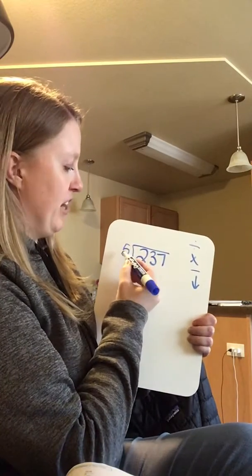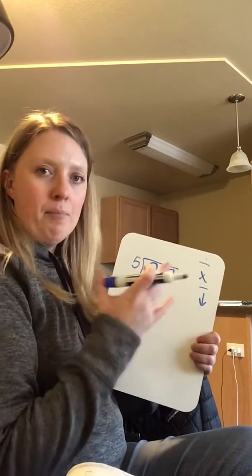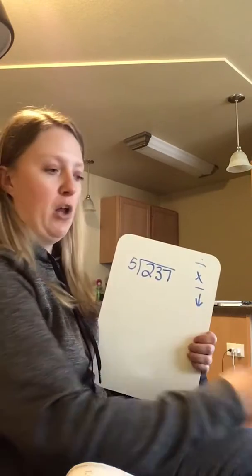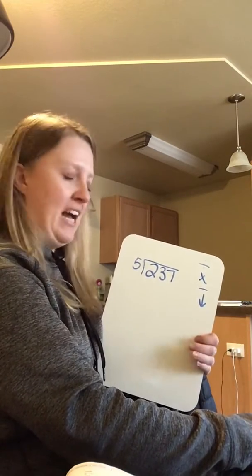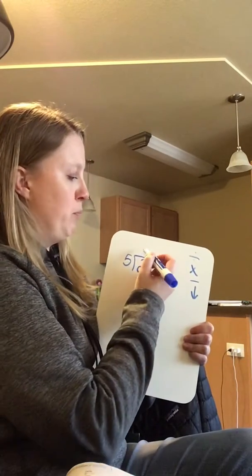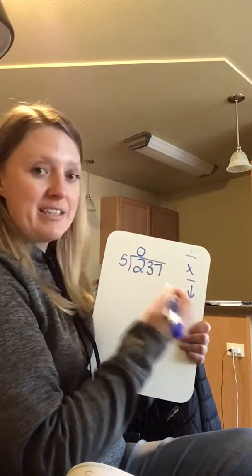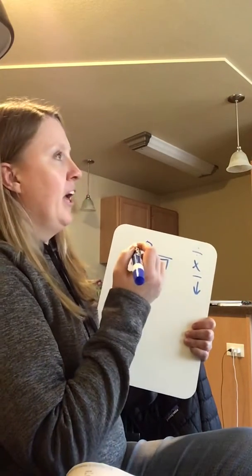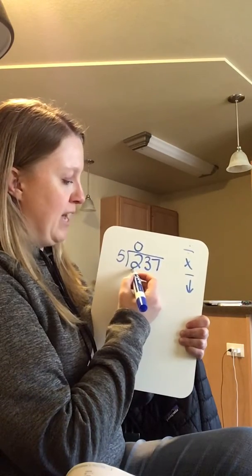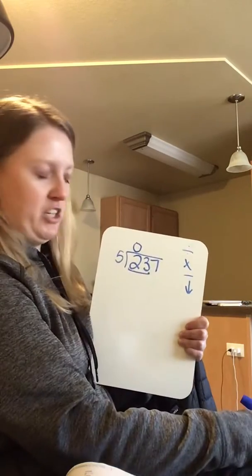So when we ask ourselves, how many times can 5 go into 2? That's not possible, because 5 times anything doesn't make 2, because 2 is a smaller number. So when it can't happen like that, what we do is we put a 0 up here. 5 can go into 2 0 times. From there, instead of looking at just the 2, we're going to expand the number to 23 so that we can do some division.